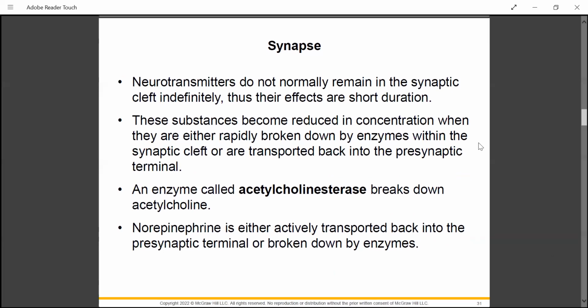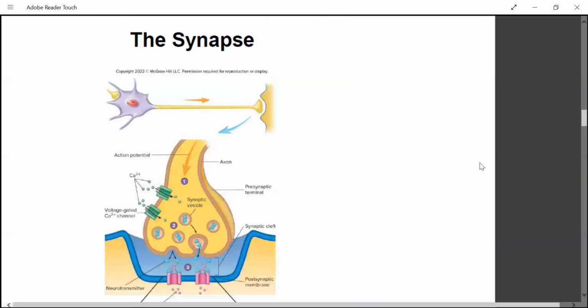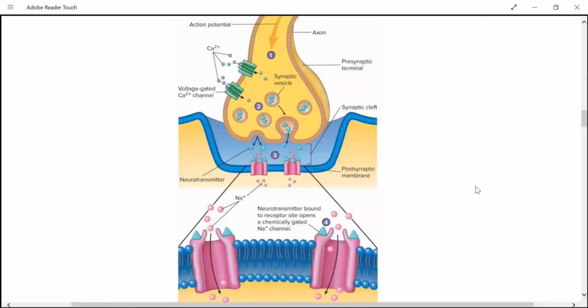These neurotransmitters don't hang out indefinitely. They only have a short duration effect. To prevent a long duration effect, we have enzymes that break down the excess neurotransmitter within the cleft, and our presynaptic terminal can always reabsorb some of its neurotransmitter. So let's look at this diagram here. This is the easiest way to go through it together.